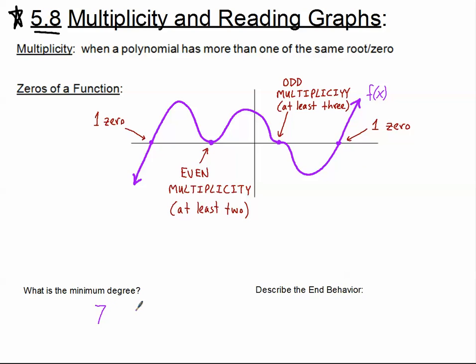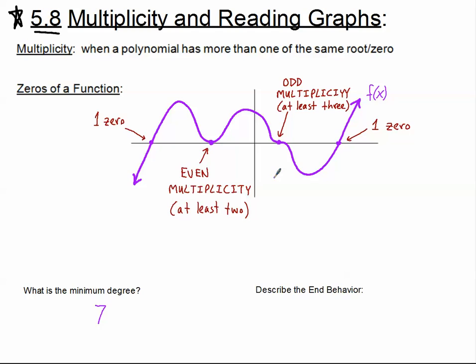Now, where is 7 coming from? Well, we just talked about it. This is one of the zeros. And then all the way over here is another one of the zeros. So that's 2. There are at least 2 more right here. So that's 3 and 4. And there are at least 3 right here. So that's 5, 6, and 7.